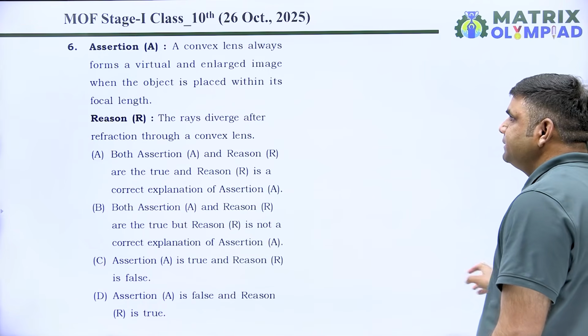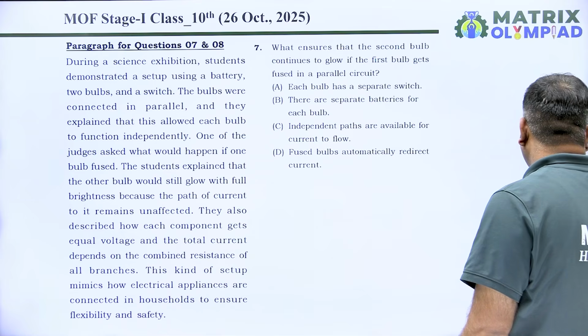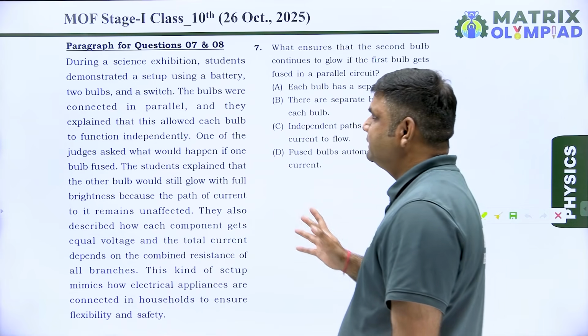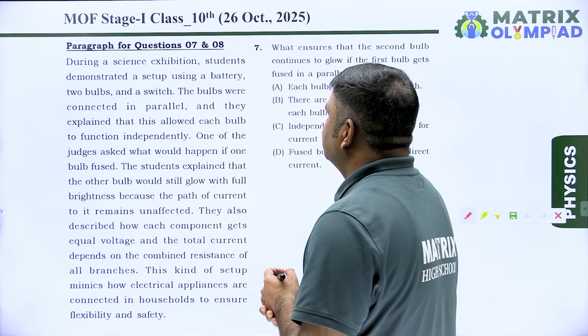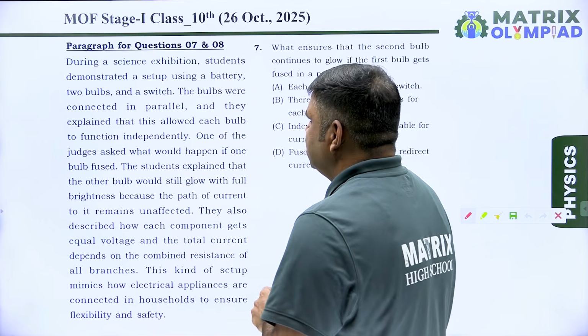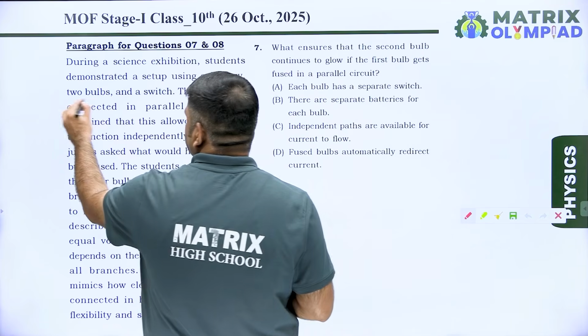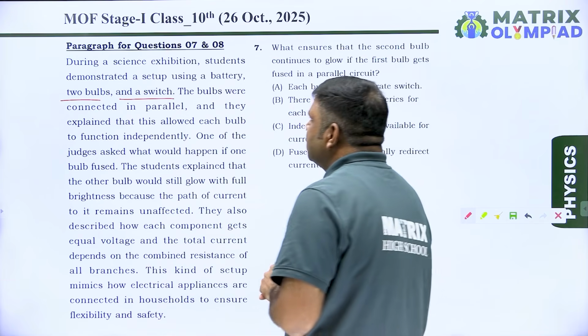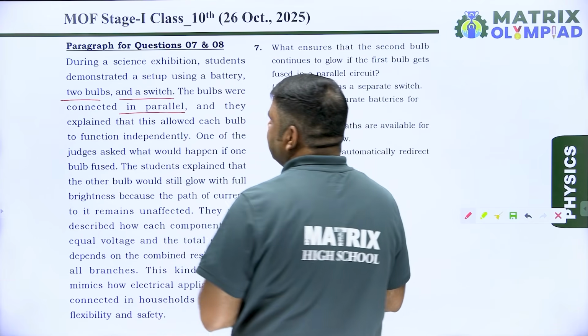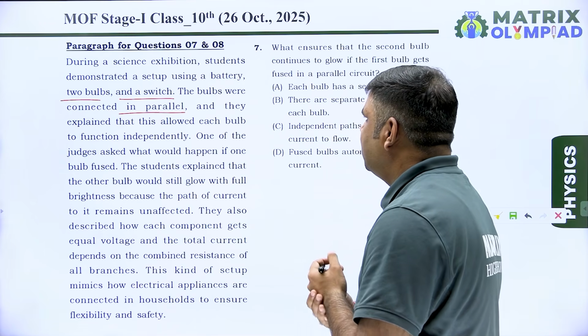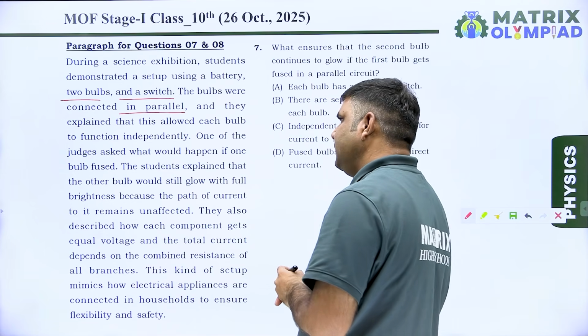Move to the next question, that is question number 7 and 8. Both are based on the same paragraph. So the paragraph is, during a science exhibition, students demonstrate a setup using a battery, 2 bulbs and a switch. The bulbs were connected in parallel and they explained that this allows each bulb to function independently.